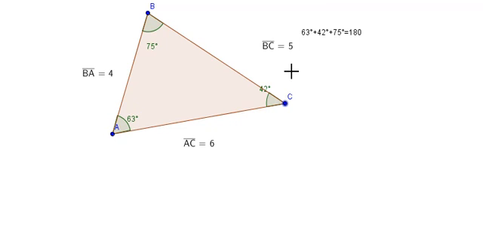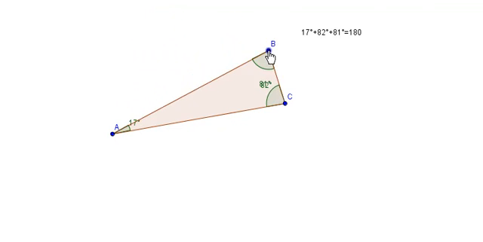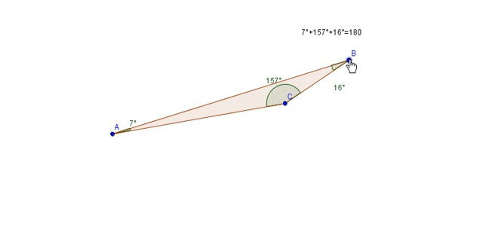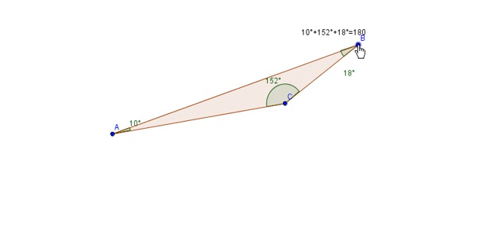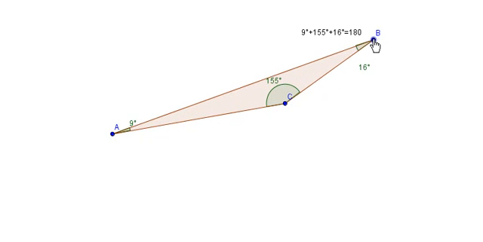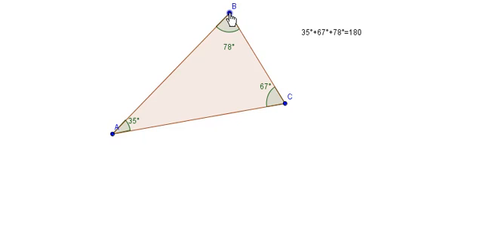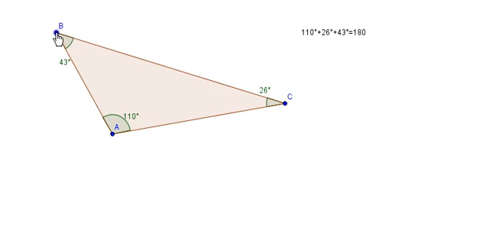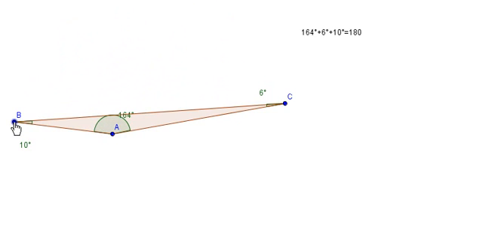To be honest, I don't care about the lengths anymore, so I'm actually going to just delete those because they don't actually matter. Now I've got a triangle where I can drag that point around. I can make an obtuse triangle. I can make it all sorts of triangles like that, and all the angles still add up to 180.